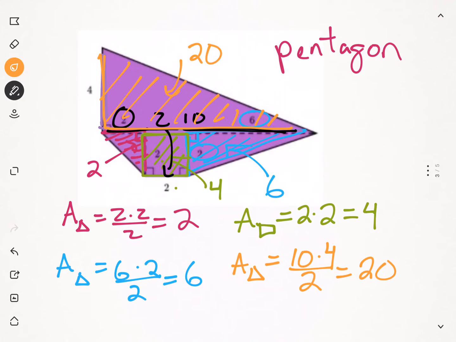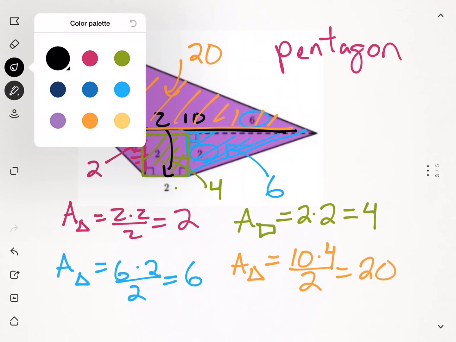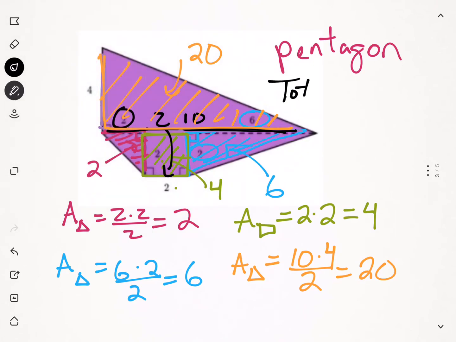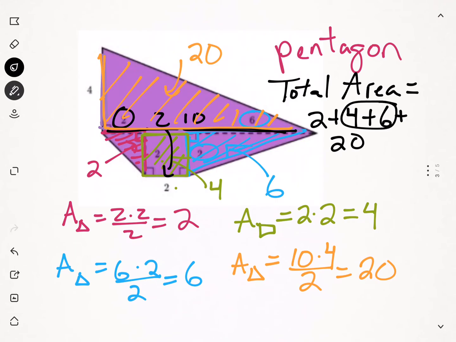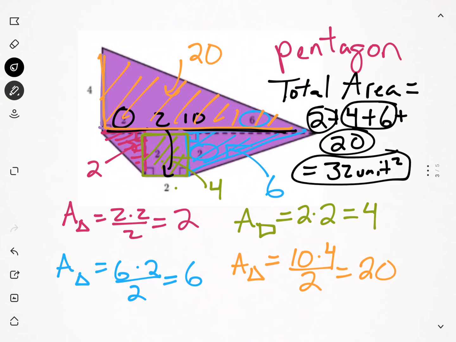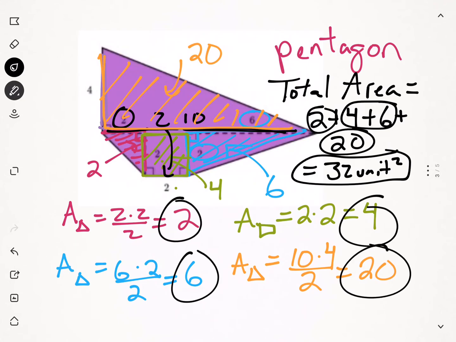So my total area, we just add up all those pieces together. My total area, oops, let's spell that correctly. Total area is equal to 2 plus 4 plus 6 plus 20. And 4 and 6 is 10, plus 20 is 30, plus 2 is 32. So it's 32 units squared. And we're just adding up all these pieces. Okay, a lot of steps, but if you take it one step at a time, it's possible.